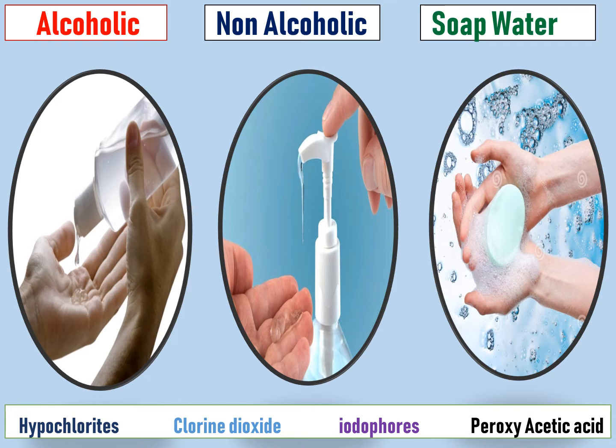And of course, there are so many other chemicals used in the preparation of sanitizers. They may be hypochlorites, as mentioned, and chlorine dioxide. Basically, this chlorine dioxide is used in the form of a solution. And next, iodophors, and next, peroxyacetic acids. So these are the different kinds of chemicals we generally use in the preparation of sanitizers.